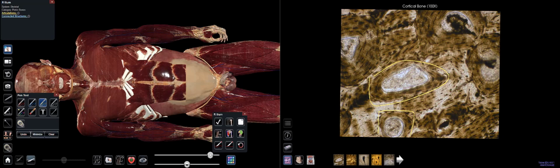So the central canal is the blood vessel in the middle. The layers are lamella. The little dark spots are cells inside spaces called lacuna. And because this is bone tissue, the cells inside are osteocytes. If it was cartilage, it would be chondrocytes. If it was fat, it would be adipocytes.